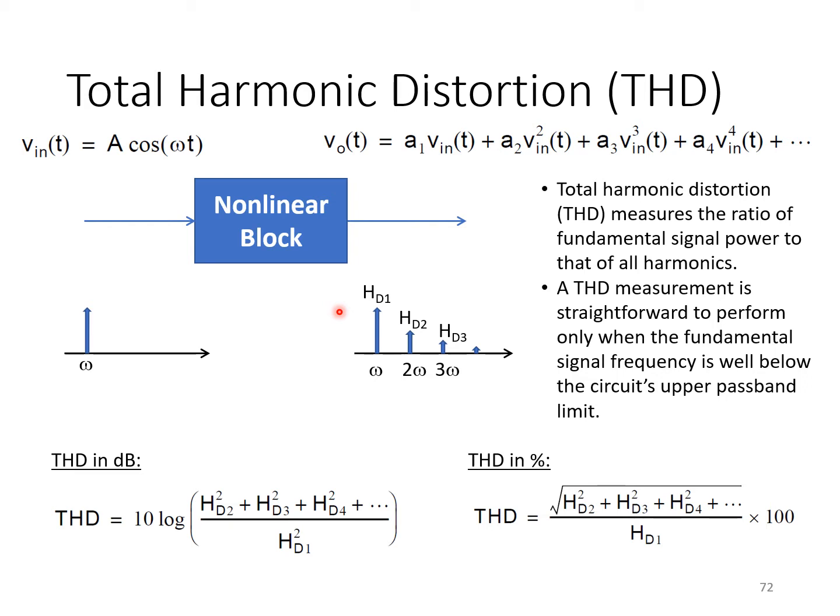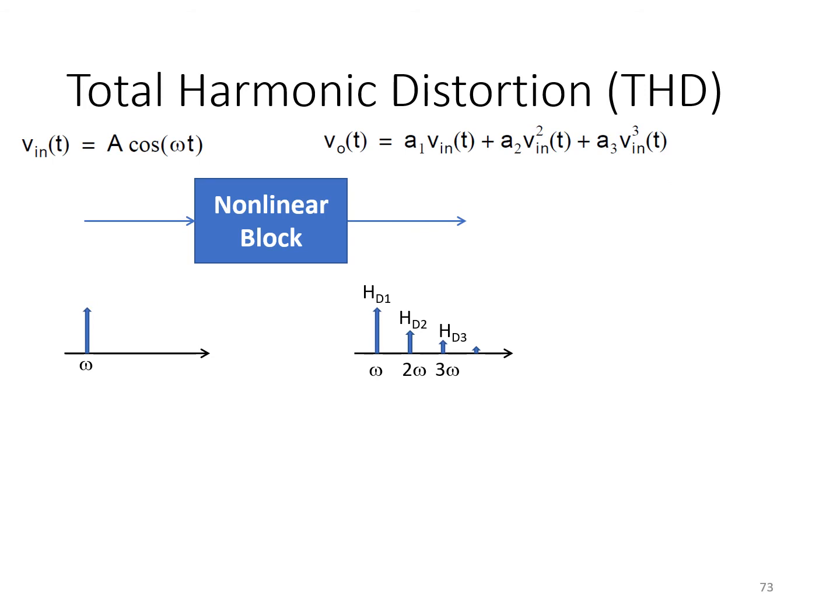That's why THD is only a useful metric of amplifier linearity when the input tone is well below the upper band limit of the amplifier, so that at least the first couple of harmonic terms also lie within the amplifier's bandwidth.